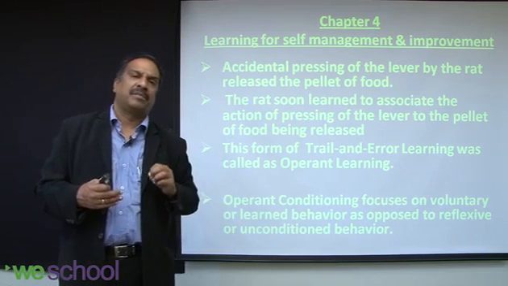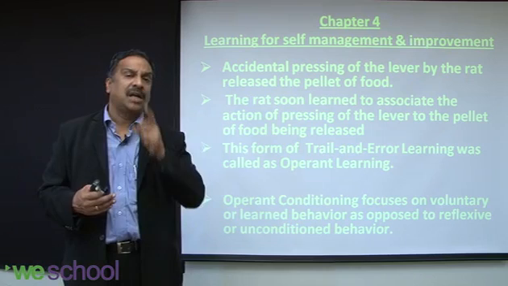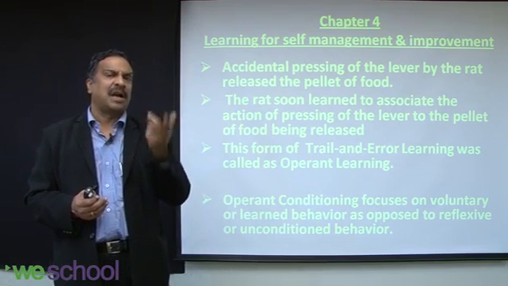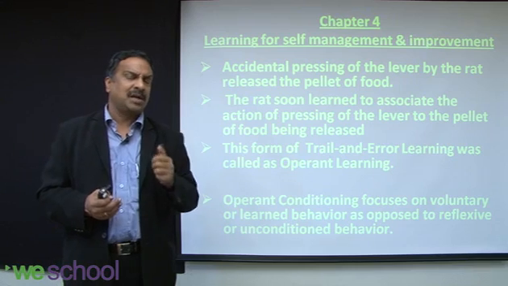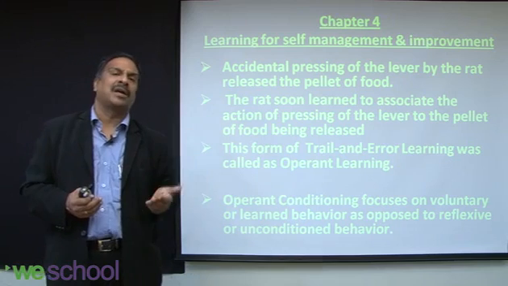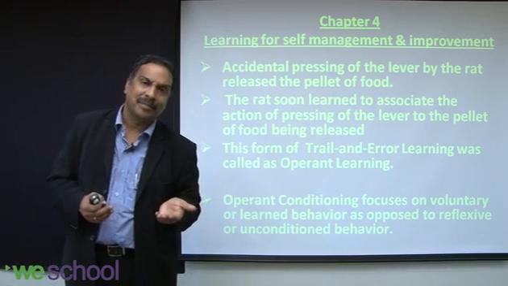The food fell. When the food fell, suddenly a new learning came to the rat. The rat said, wow, all I need to do is to press the lever, I'll get food. Now this learning happened by accident. Hence it is called trial and error learning, accidental learning.